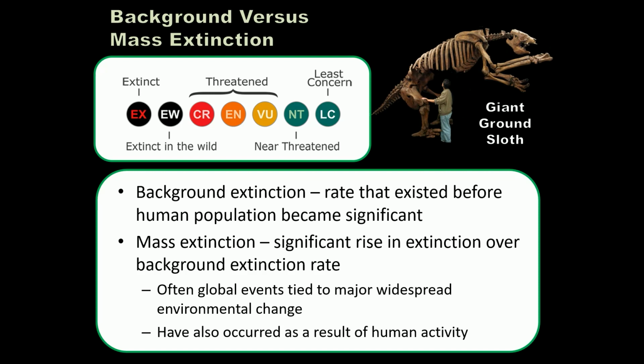Now, we have the middle category here, which is all considered threatened species, which means that they are in danger of becoming extinct. CR stands for critically endangered. These are the ones that we are the most concerned about, the ones that are on the very precipice of going extinct, the ones that need the most conservation effort in order to try to preserve.